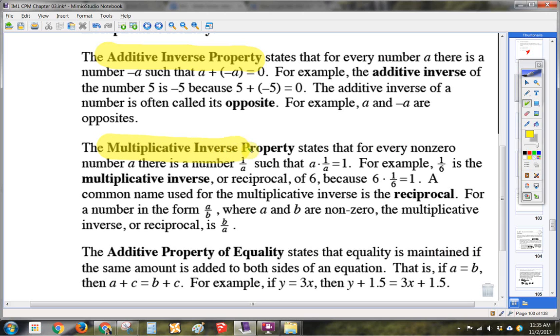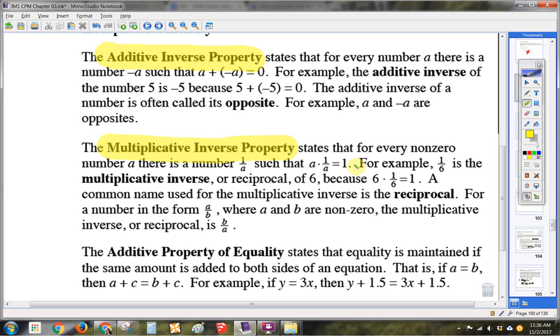The multiplicative inverse property. And again, guys, you should be pausing this video and writing these down in your notebook so that you have them when you need them. The multiplicative inverse property states that for every non-zero number a, there is a number 1 over a, such that a times 1 over a equals 1. Which, by the way, if we multiply that out, would equal a over a, and then equal 1 as well. For example, 1/6 is the multiplicative inverse, or reciprocal, of 6, because 6 times 1/6 equals 1.